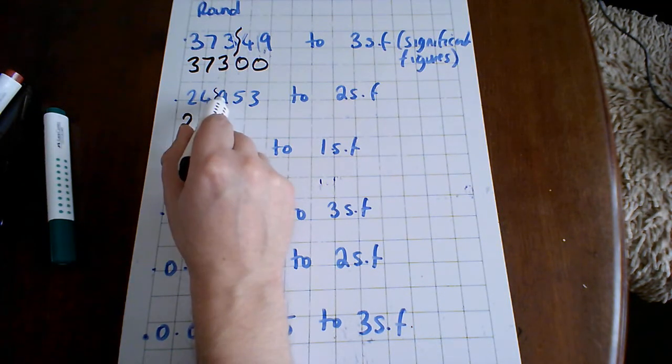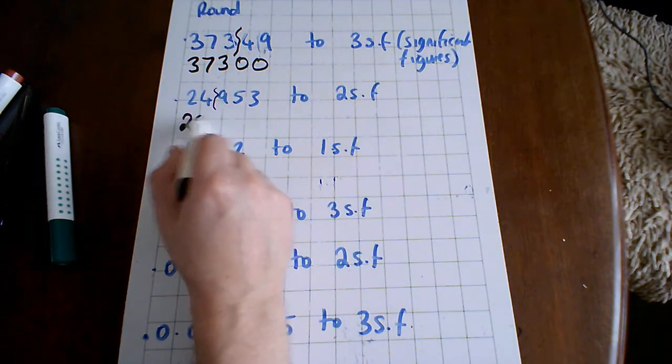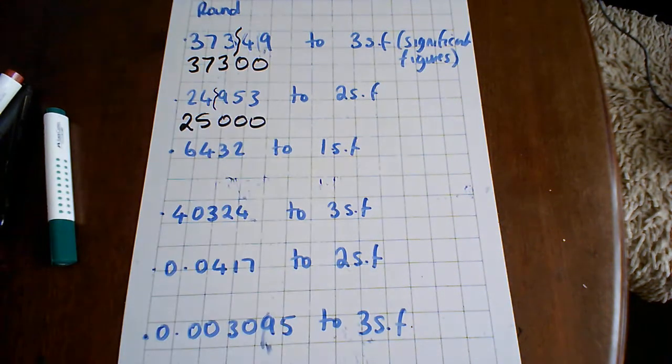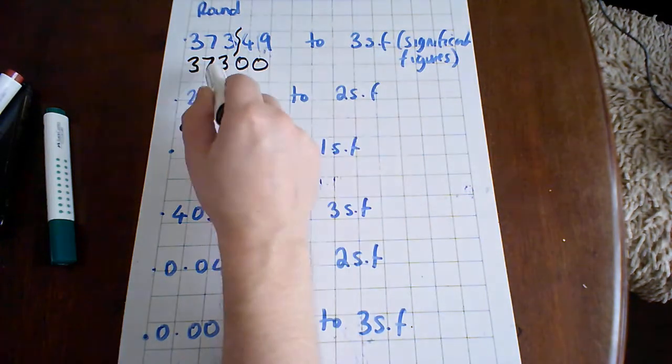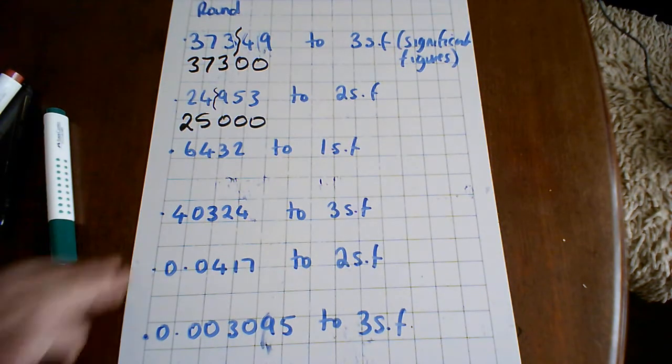2, and is this 9 going to bring it up or bring it down? It's going to bring it up. So it's 25,000, and the others get replaced. That's the 2 significant figures. So you can see with 3 significant figures, there's 3. With 2, there's 2.